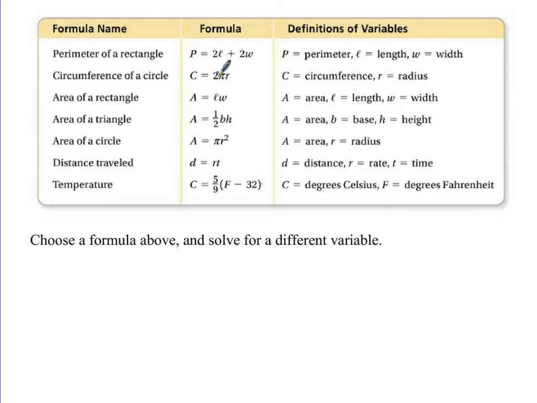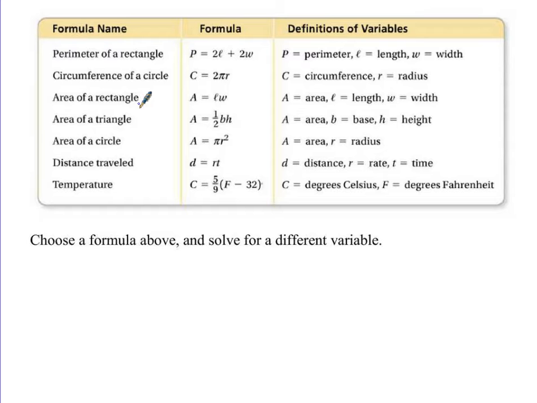That symbol right there is pi. We've all seen that one before, right? Pi day is our favorite day of the year in math class for sure. And what does r stand for? Radius. What does capital C stand for? Circumference. So all of these letters have meaning.